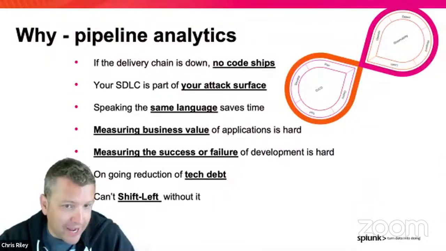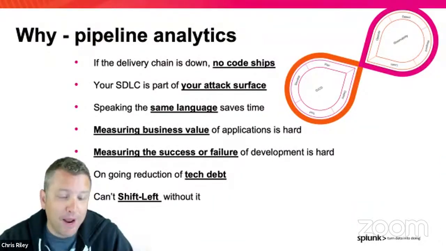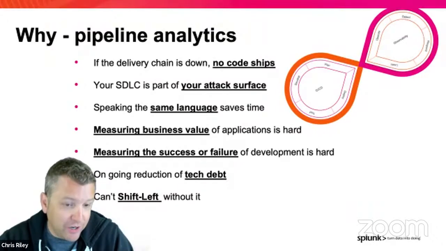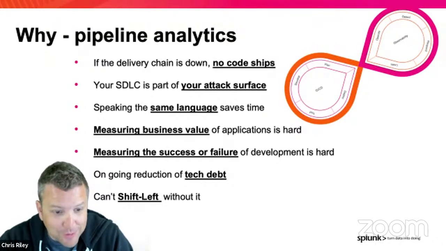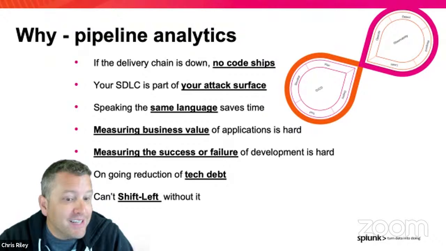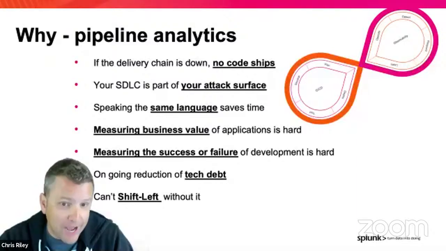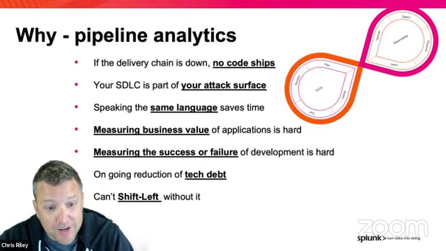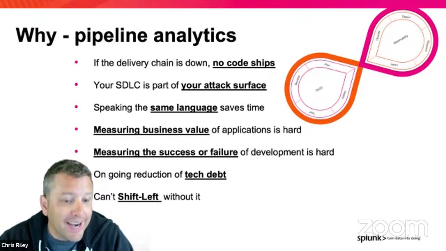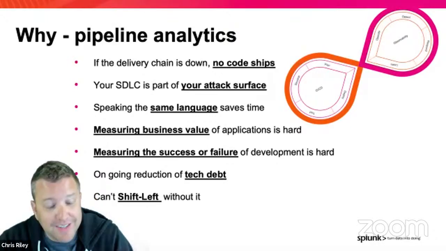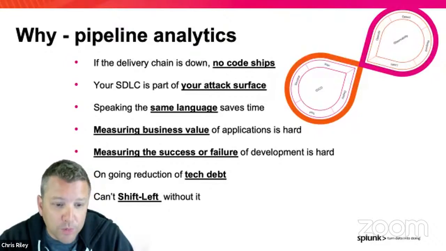So why pipeline analytics? If you do not implement pipeline analytics and your delivery chain goes down and you're not able to operate it, no code ships. So that's a first huge problem, because one of the key metrics is mean time to value for most software delivery chains. How quickly the feature that you created gets into the hands of the customer and they are using it. So the efficiency of your delivery chain is directly tied to that. Your software delivery chain is a part of your attack surface. We've discovered that. People can get access to secrets on development machines and leverage those secrets in production environments to exploit your application. We need to speak the same language.